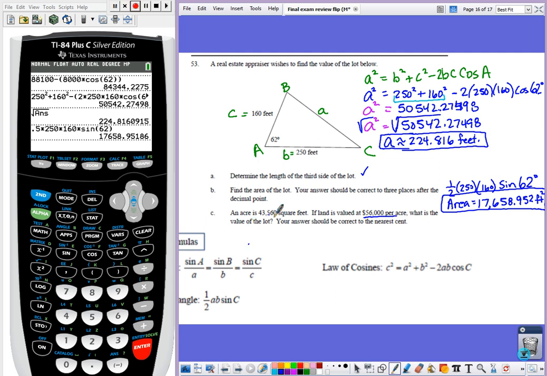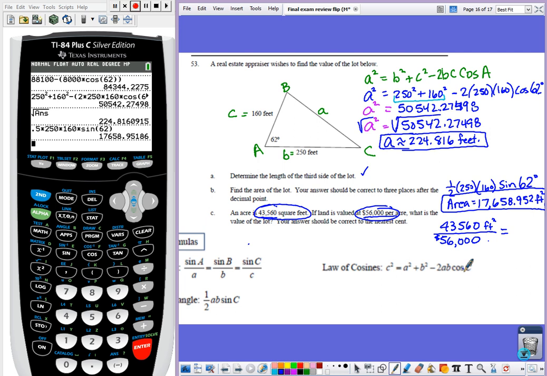All right, so let's see. We have more than or less than an acre. An acre is 43,000 and we only have 17,000. So it's less than an acre. So our value is going to be less than 56,000. So we can set up a proportion. So this many square feet is valued at that. 43,560 feet squared is valued at $56,000. Right? That says per acre, and that's 1 acre, and that's 1 acre.